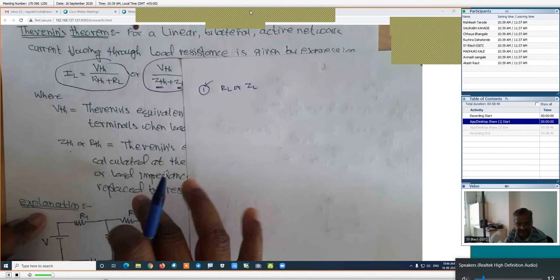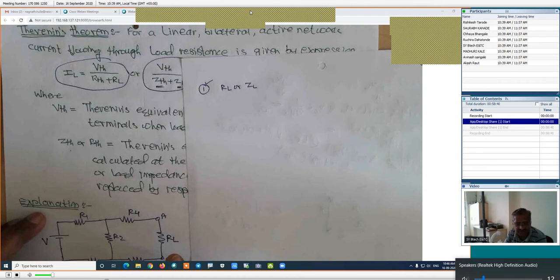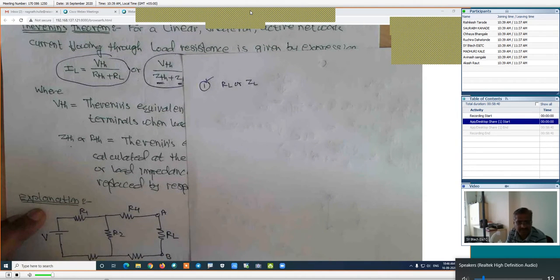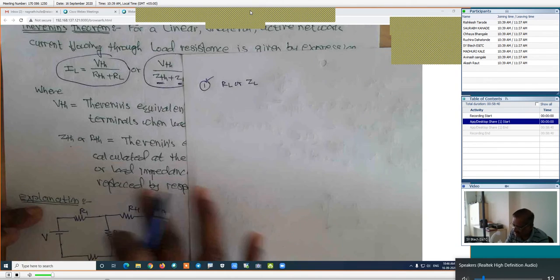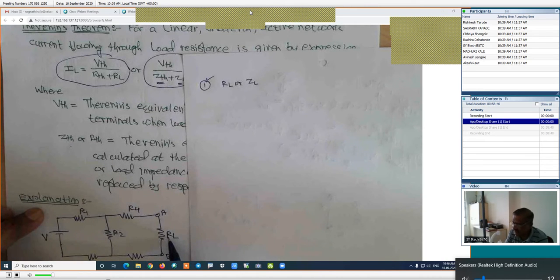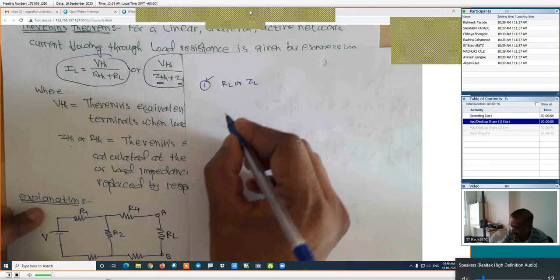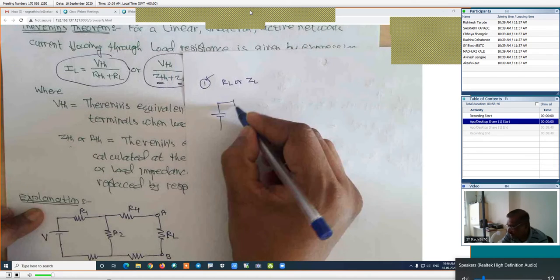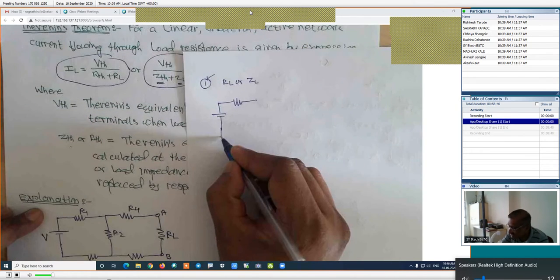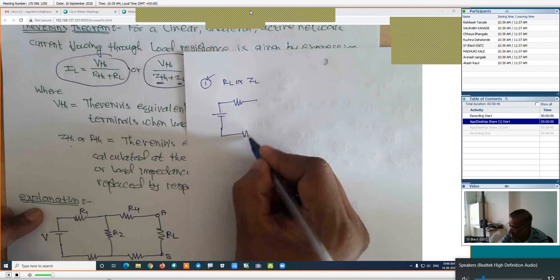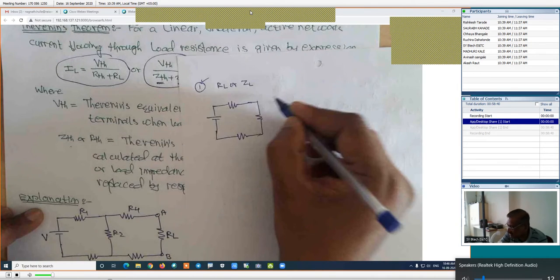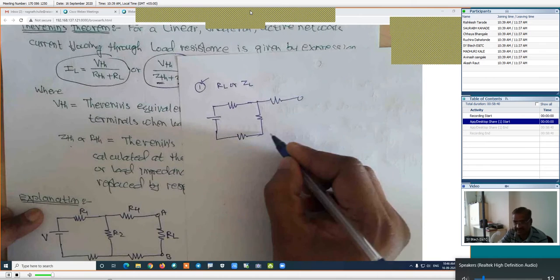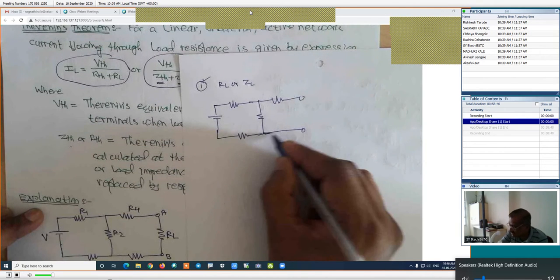Means whatever the given circuit is, remove that resistance or that inductance or that impedance in which the current is asked. So, the one in which the current is asked, remove that one. Suppose in this case it is RL. In that case, how will the circuit be if I use step number 1? The circuit will be something like this. Just in step number 1, remove the load resistance or impedance and redraw the same circuit. This will be the circuit.